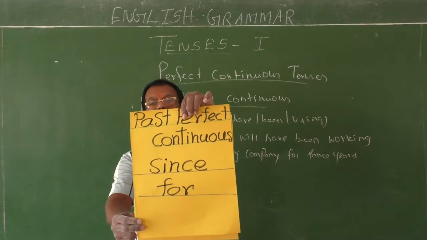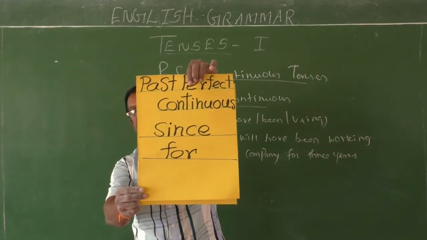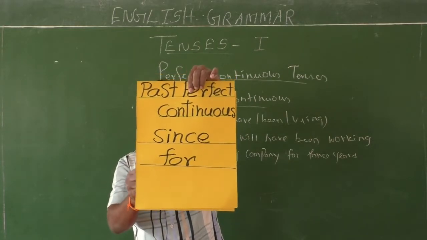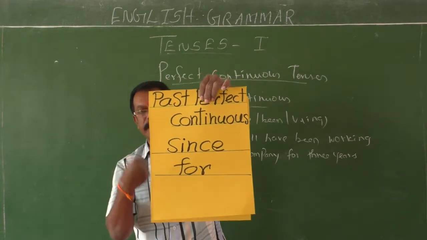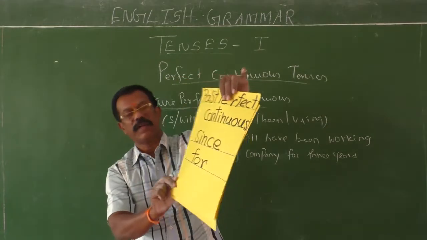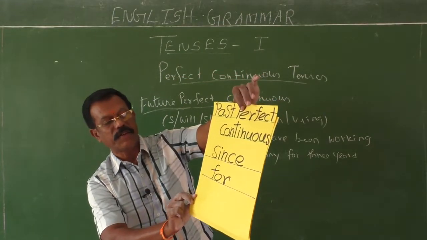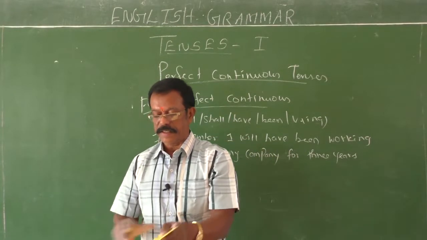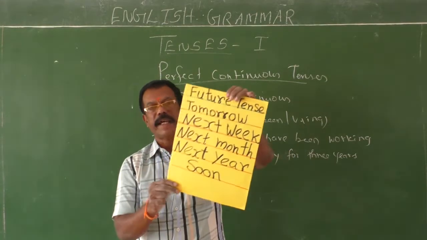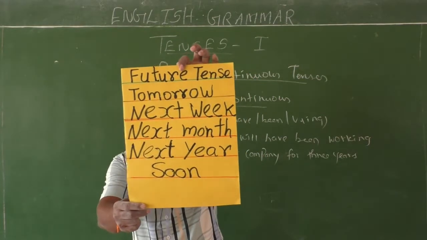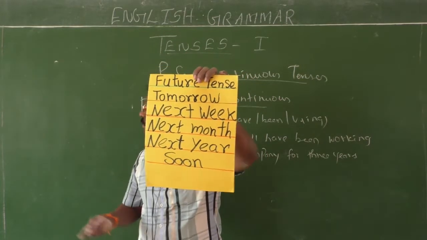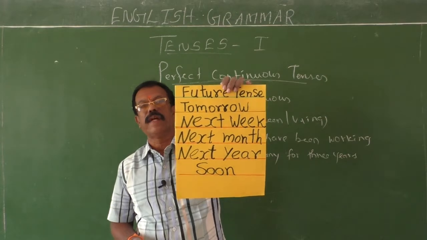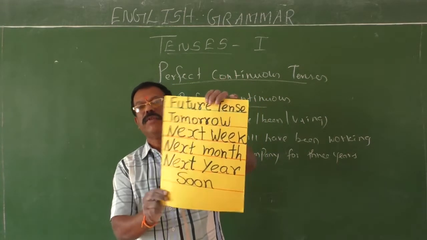Past perfect continuous tense I have already explained. Anyhow, you just have a glance at the chart. It will help you to remember or to recall the keywords which you have learnt. Past perfect continuous, since and for. And then future tense. So many keywords are there, but here I have enlisted only a few. I have explained already. I have written all the keywords on the board. I hope you might have noticed it in your note.